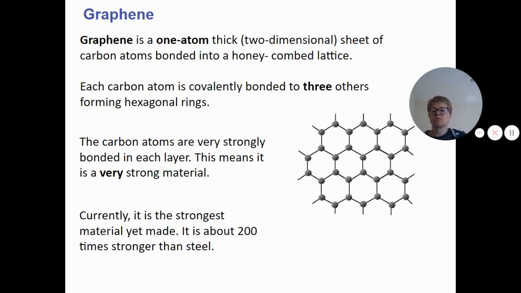Okay, so here's some information about graphene. I'll read it through and then the video can be paused while you fill it out. So graphene is a 1 atom thick, 2-dimensional sheet of carbon atoms bonded into a honeycomb lattice. Each carbon atom is covalently bonded to 3 others, forming hexagonal rings. The carbon atoms are very strongly bonded in each layer. This means it's a very strong material. Currently, it's the strongest material yet made. It's about 200 times stronger than steel. So pause here to finish off that row in your worksheet.